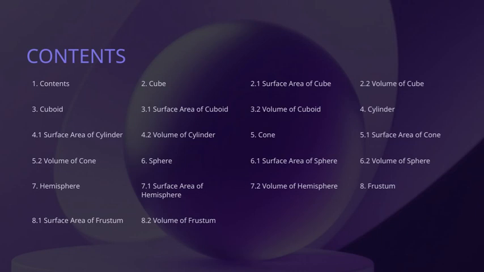Let's take a closer look at the contents of this presentation. On this slide, we see a list of various geometric shapes and their associated properties. The main focus here is on understanding the different formulas and concepts related to each shape, such as surface area and volume. For example, you'll notice entries like the volume of sphere and the surface area of cone, which are fundamental in calculating the space these shapes occupy and their outer surface. Similarly, shapes like cubes, cuboids, cylinders, hemispheres, and frustums are all covered, each with their specific formulas.